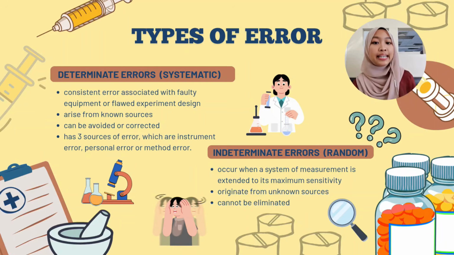So next is indeterminate errors or random errors. It occurs when a system of measurement is extended to its maximum sensitivity. So what does that mean? It means that the measurement was already successful. So random errors originate from unknown sources, therefore it cannot be eliminated. A little fun fact, systematic error affects average, while random error does not affect average.